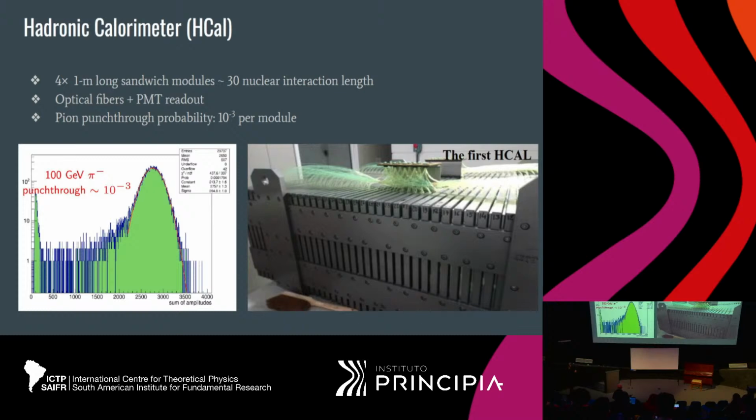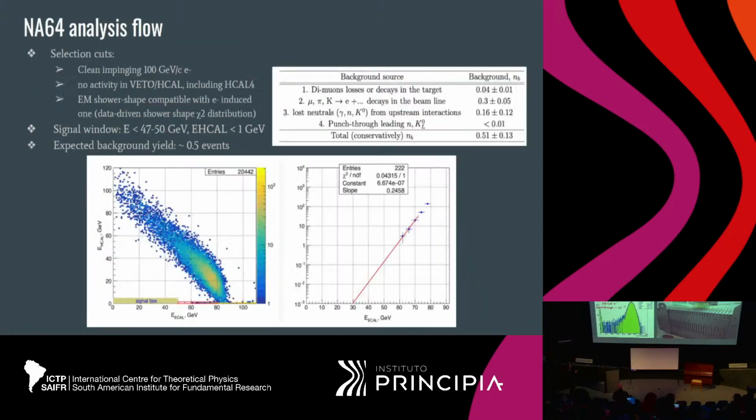So this is a way to evaluate how many hadrons cross one module without having their hard interaction and depositing their energy. And since this number is of order 10^-3, you can easily evaluate, with 4 of these modules in a row, the probability to have such an event, which would be the background, and it is basically 10^-12. So this is a large enough HCAL for NA64.